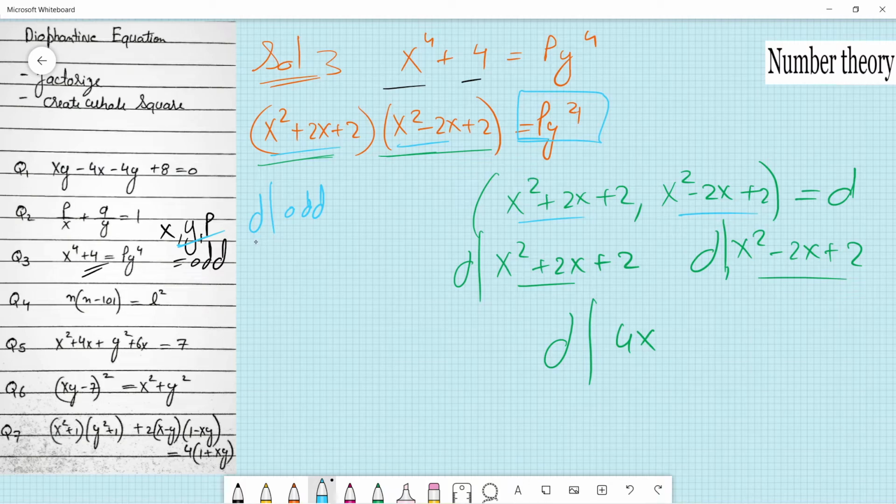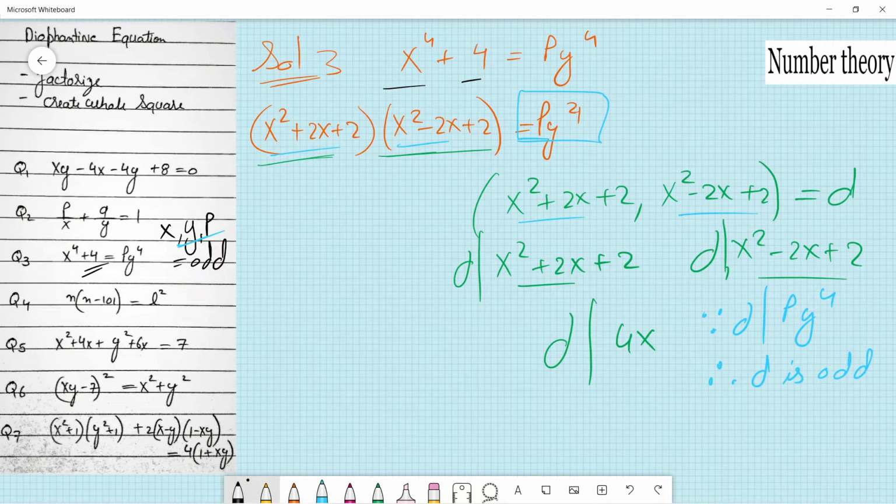So can d be even here? Say an even number, say 6, can it ever divide an odd number? It can never. An even number can only divide an even number. So d cannot be even. d has to be odd. So from here we get d is odd. We can write it here, since d divides p y to the power 4, therefore d is odd.